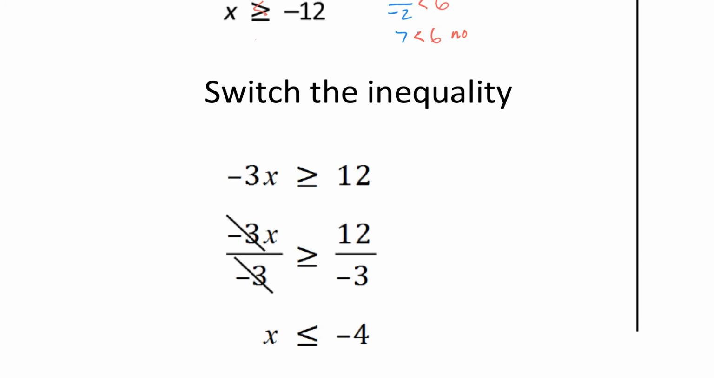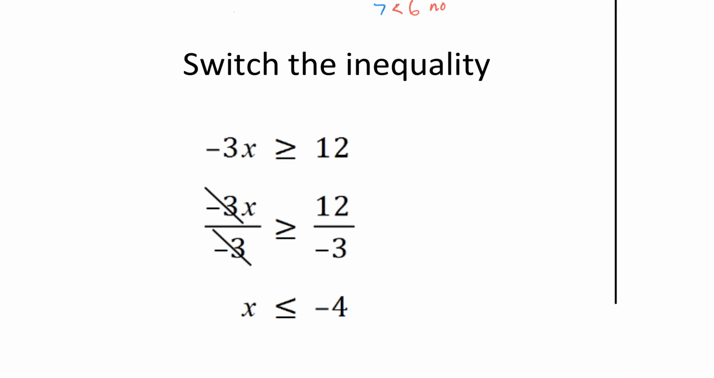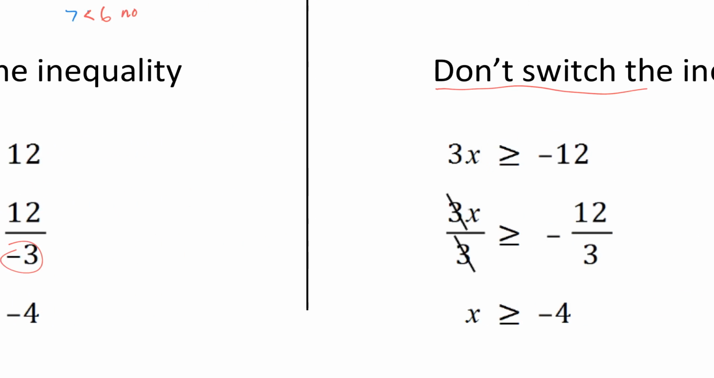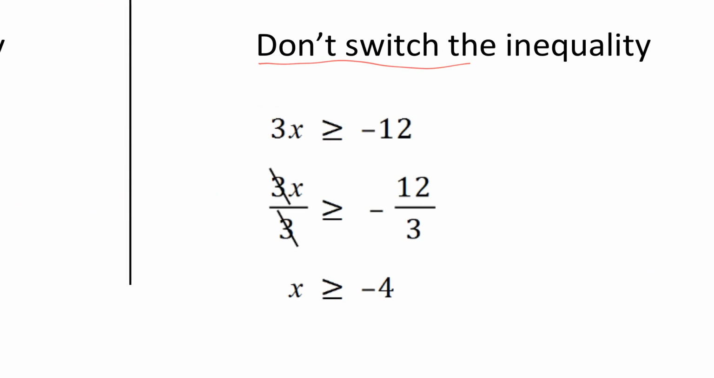Let's look at what's going on over here. Here's another case where we would have to switch it. Since I'm multiplying by -3 right here, that means I have to divide by -3 to solve. And since I'm dividing by -3, I have to switch the direction of the inequality. But if I look over here, this is another case where I don't switch.